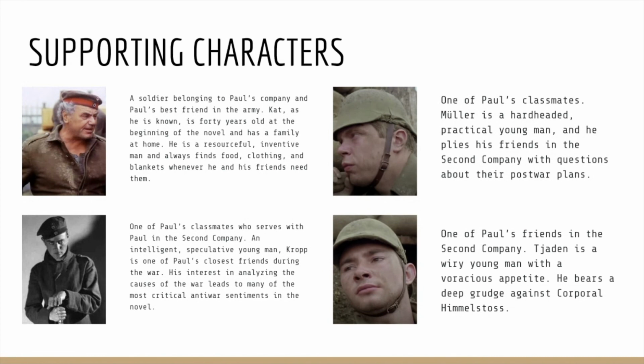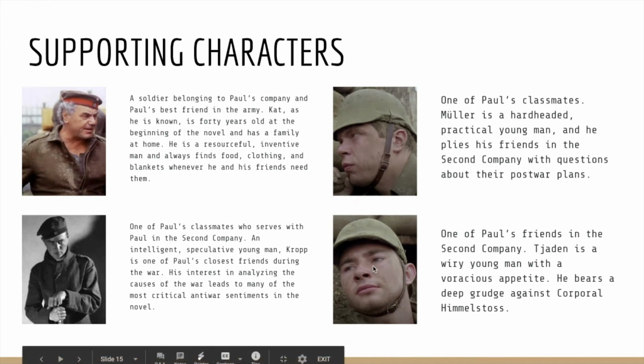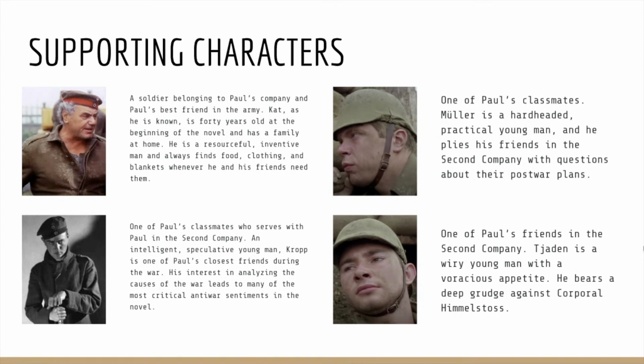Next one up is Mueller. He is one of Paul's classmates again. Mueller is a hard-headed, practical young man, and he is also one of Paul's closest friends. He's a part of Paul's group. And the bottom right is Theoden. He's one of Paul's friends in the second company. He's in the same group as the rest of the characters. Theoden is a wiry young man with a voracious appetite. He can eat a lot. And whenever we read the book, he bears a deep grudge and hatred against Corporal Himmelsdoss.